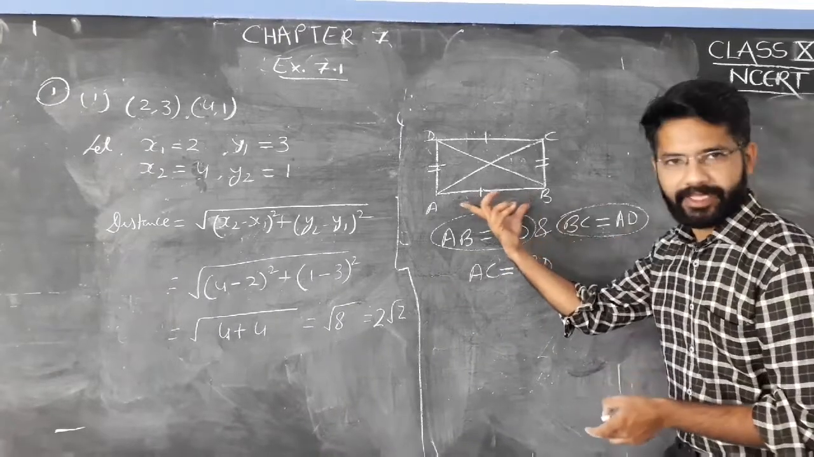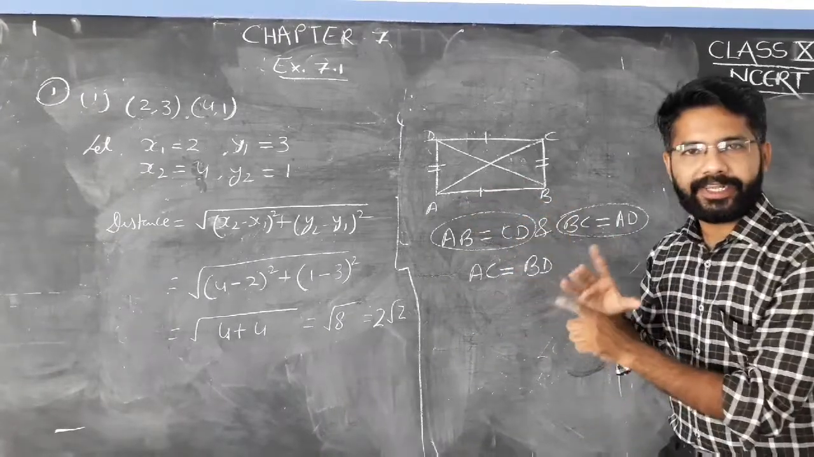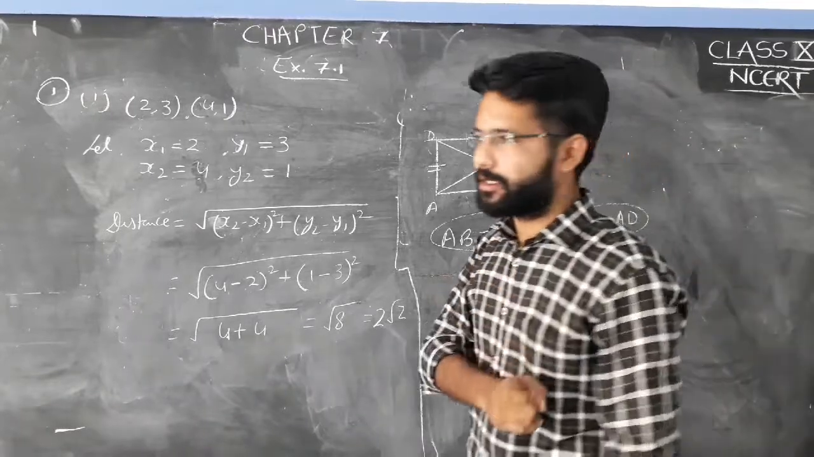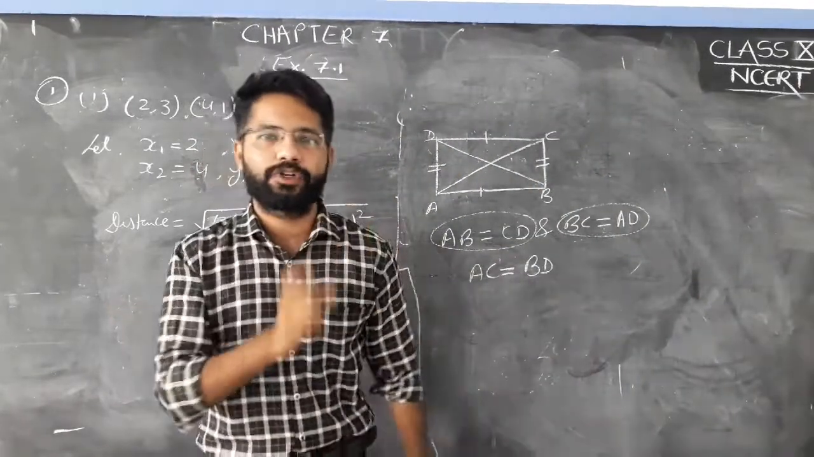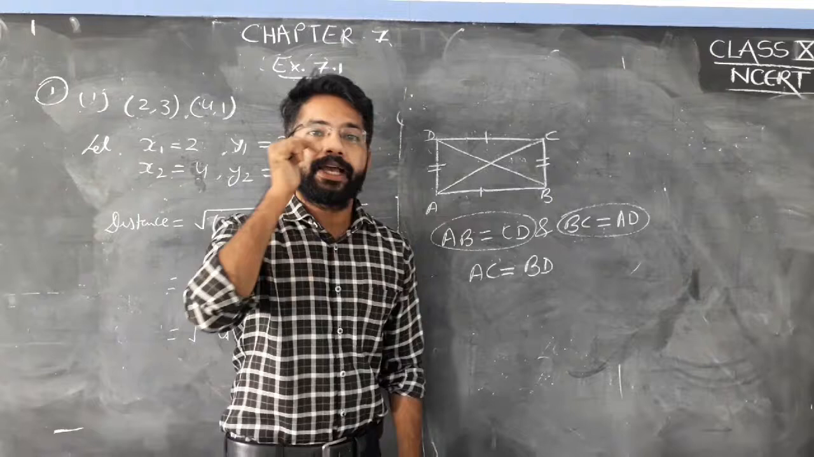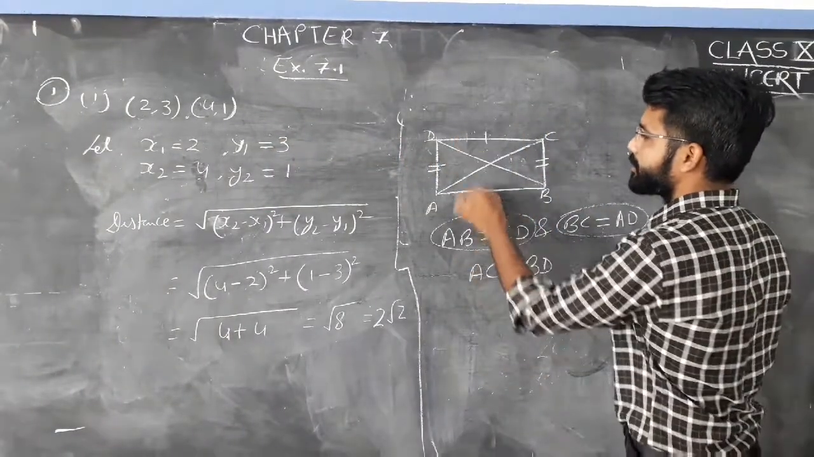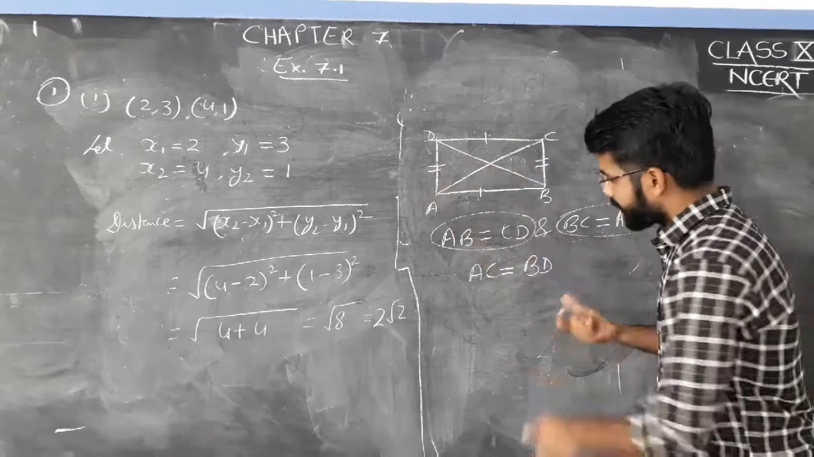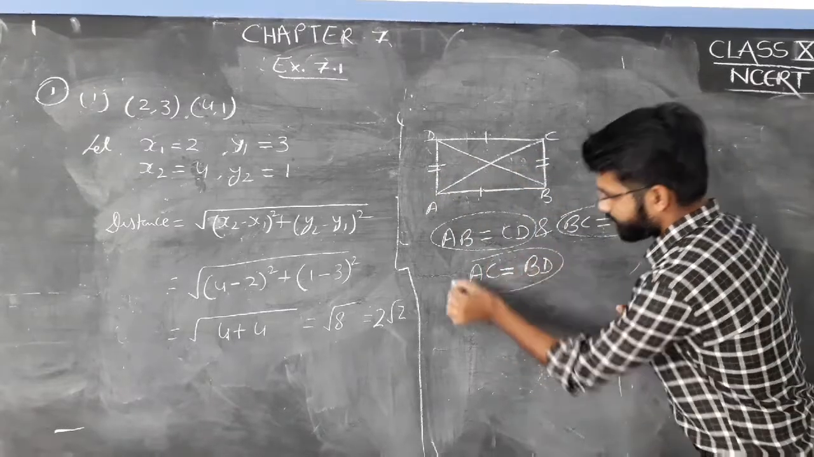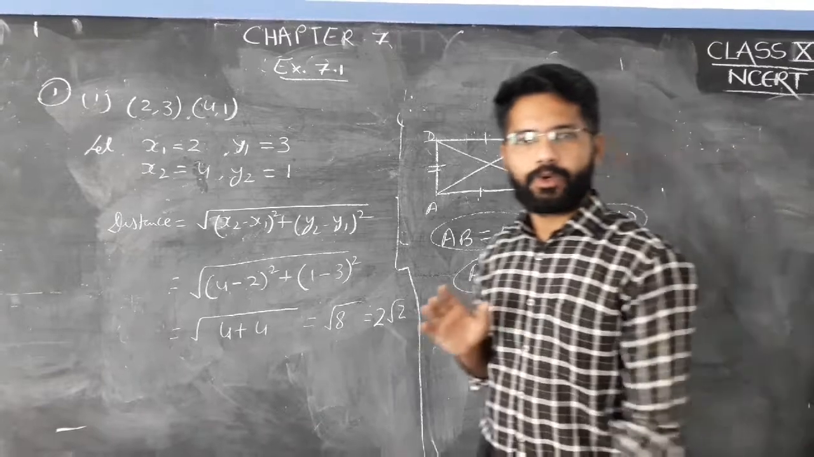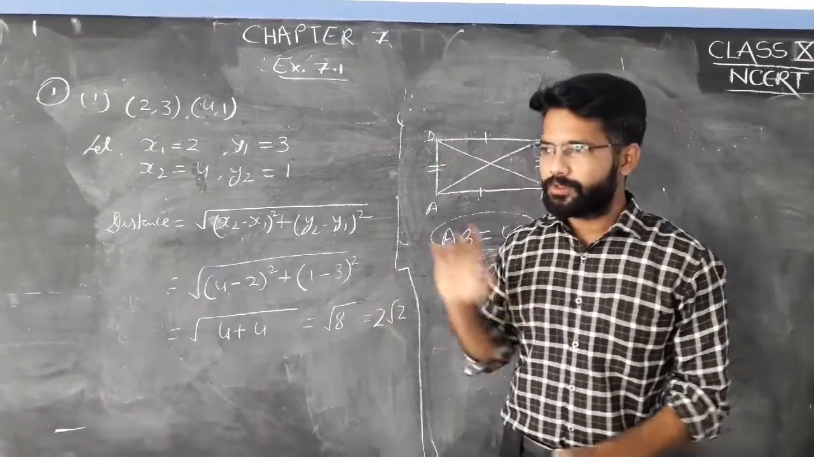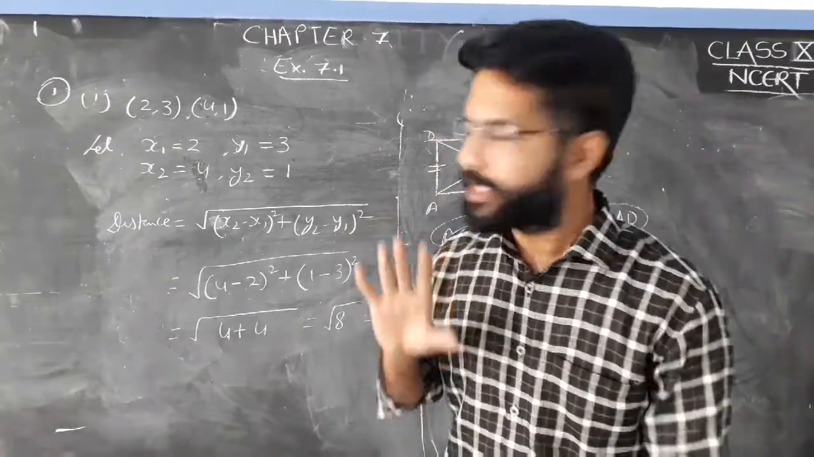And how you have to find AB, CD, BC, and AD? You have to find distance between them. Their coordinates are already given. Okay. If it is square, then all sides should be equal and diagonal should be equal. If it is parallelogram, in case of parallelogram, opposite sides should be equal, but their diagonal should not be equal. Okay? So this would be what? Parallelogram.